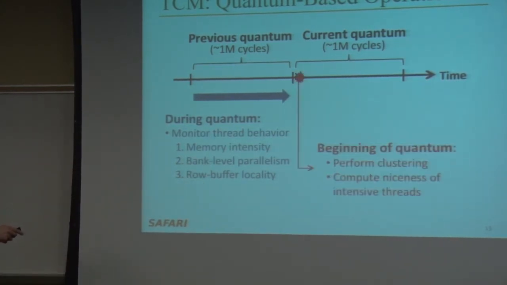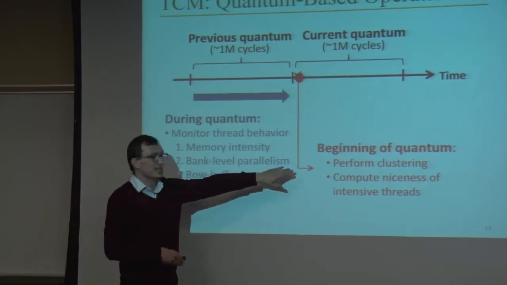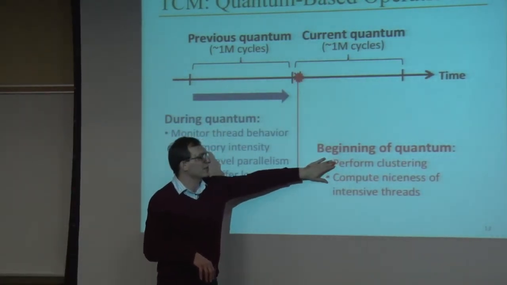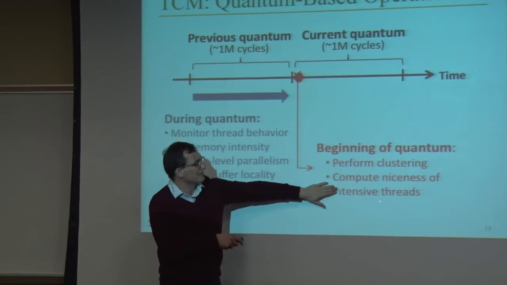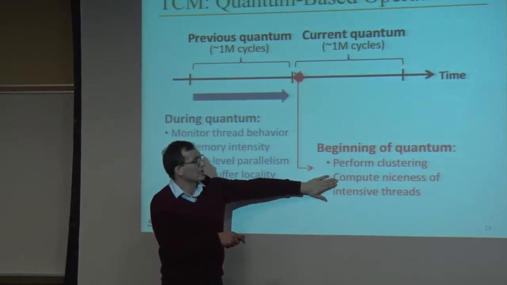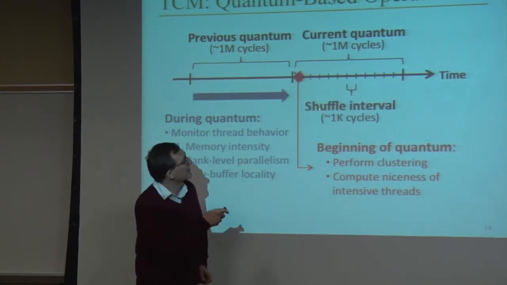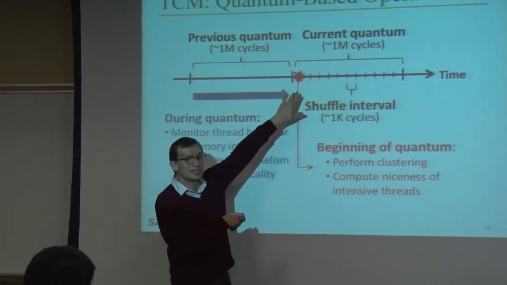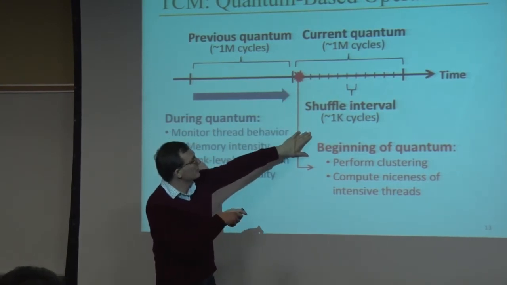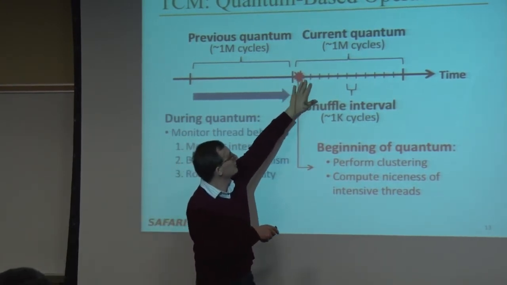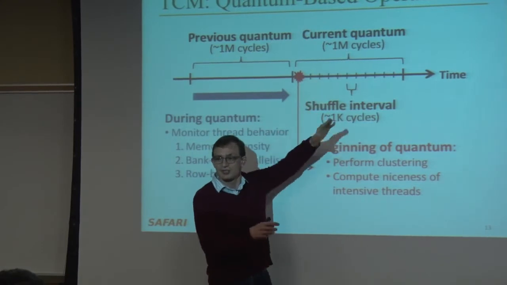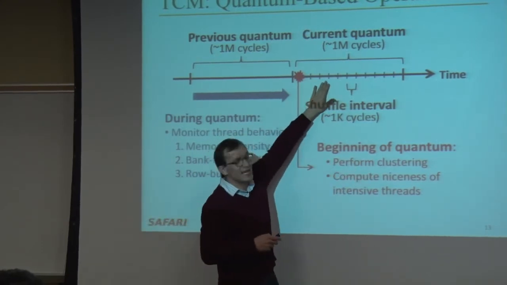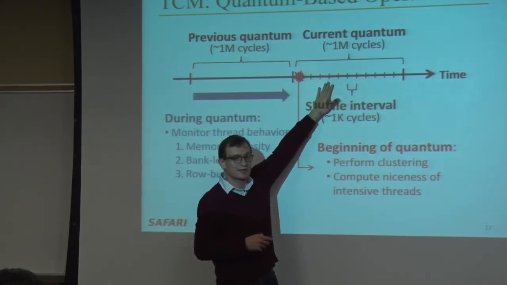And at the end of the quantum, the memory controller in hardware performs clustering of the threads, as I discussed. And again, this is needed for better shuffling. It divides the quantum into shuffle intervals that are much smaller than 1 million cycles. The idea of a shuffle interval is that during each interval, you have a different permutation, a different ranking of the intensive cluster.